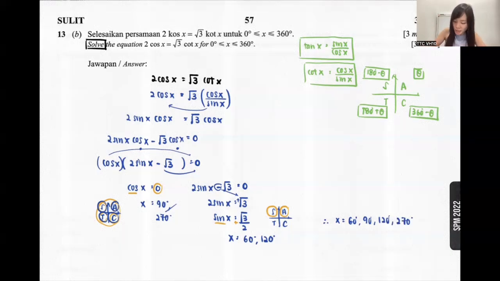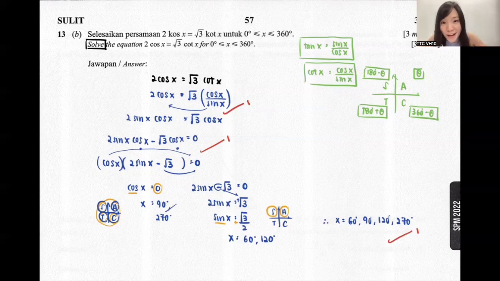Where's the 3 marks? The moment you guys change it, you guys factorize it, 1 marks. Getting the answer, 1 marks. Changing it to cos over sine, another 1 marks. There you go, 3 marks. Can everyone move on? 5, 4, 3, 2, 1, go.